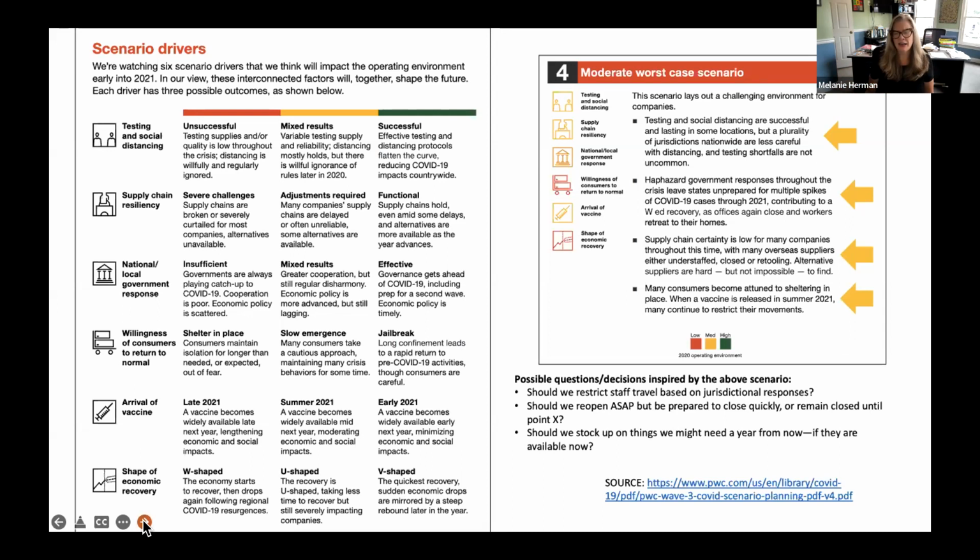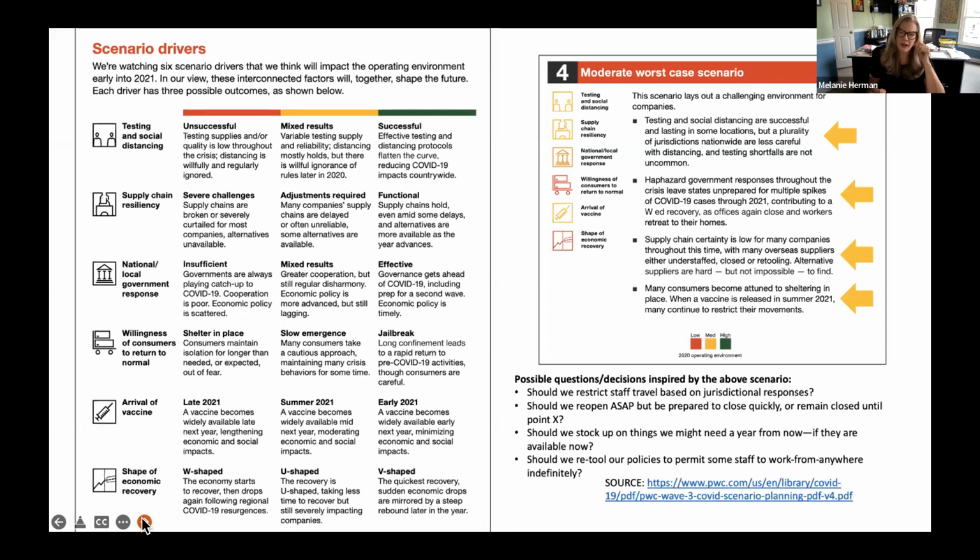And then finally, the idea that consumers become attuned to sheltering in place. And even after a vaccine is released, they may continue to restrict their movements. So my question prompt is, should we retool our policies to permit staff to work from anywhere indefinitely, right?